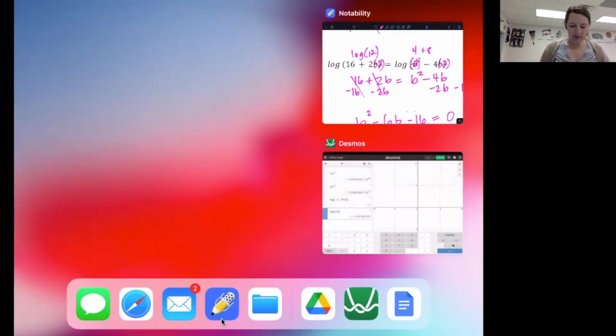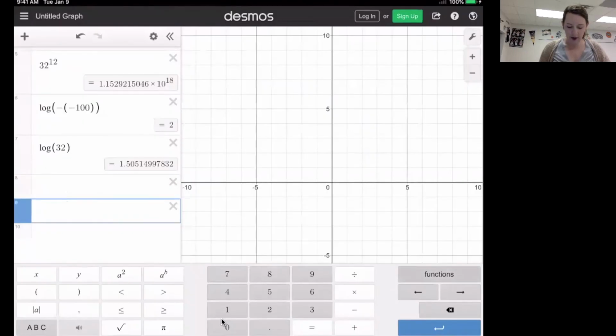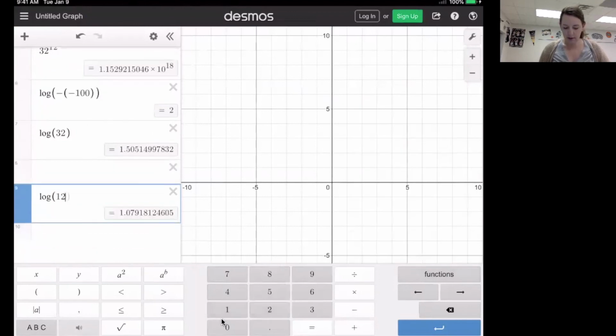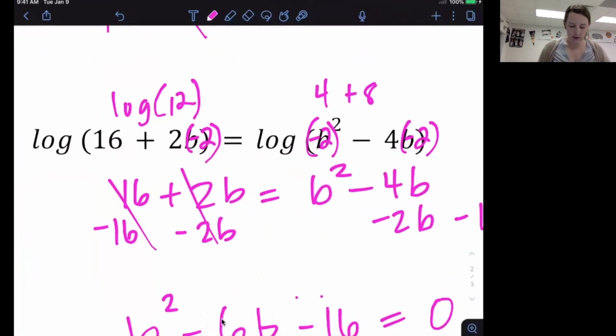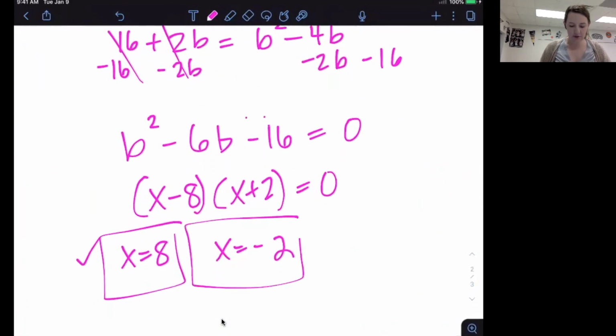Okay, so then we can come over here. We can type in log of 12 just to make sure that that's going to work. So I have log of 12. Yep, 1.08. Okay, so this particular equation has two answers. And of course, we can write them as a solution set. So negative 2, 8.